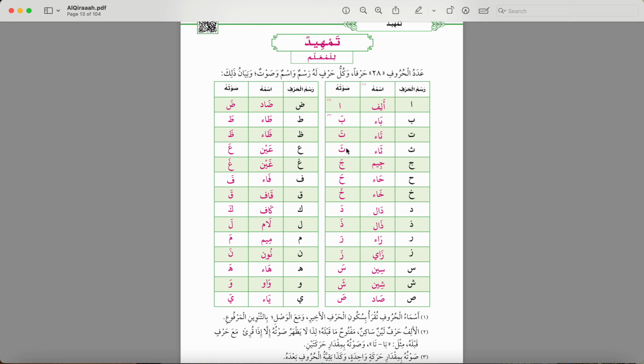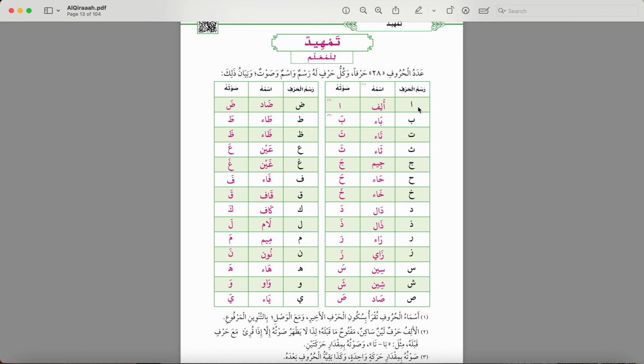And if you notice in all these letters, they have a short vowel, the haraka on top, fatha on top, because you need to have the short vowel or the haraka to make that sound. For example, fatha, ba, dhamma will be bu, with kasra will be bi. So depending on the letter and the haraka, that's how the sound will appear. So three categories. We have the alif, its picture, name, and sound.